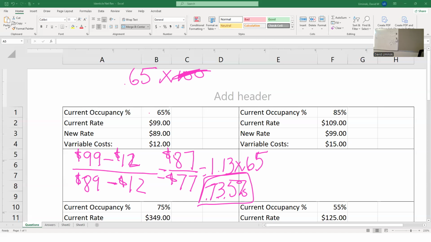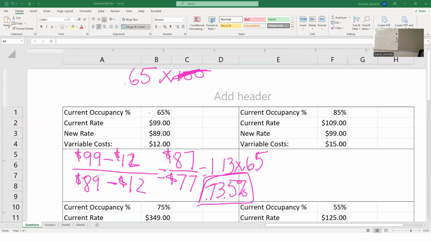Big increase. Okay. So I would answer this question as it depends. If this is tomorrow, by decreasing my rate by $10, do you think I'm going to increase my occupancy by 16% between today and tomorrow? Probably not. I'm going to leave it the same, right?